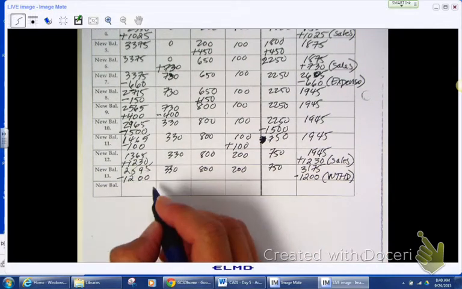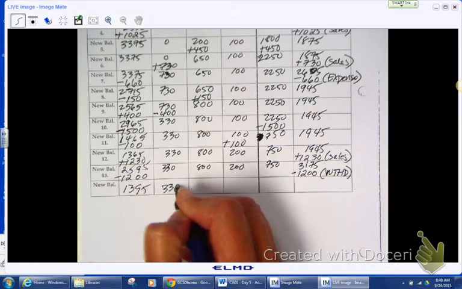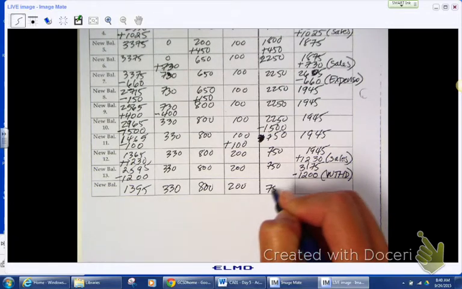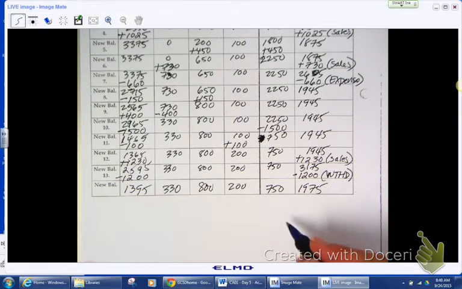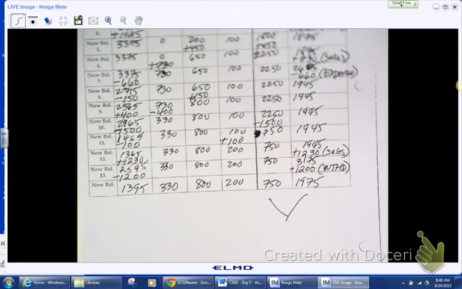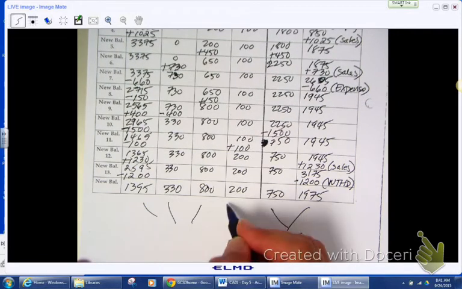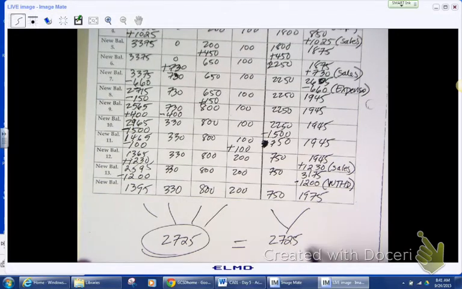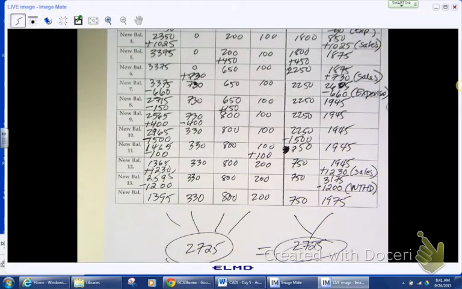And my balances are 1395, 330, 800, 200, 750, right? And then 1975. So my balance comes down to what here? 2,700 what? And then does this equal 2,725 also? Yes? Okay. So then you're in balance. Okay, perfect. The end. This is exactly like the problem that you'll see on your test.